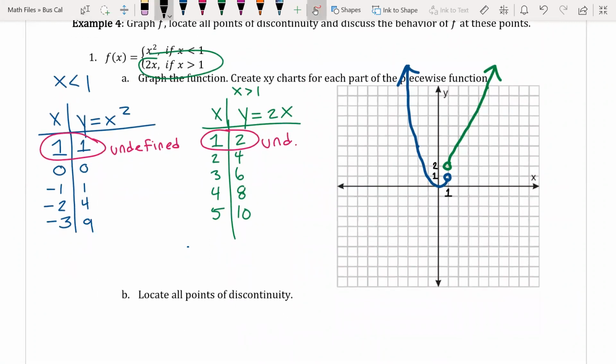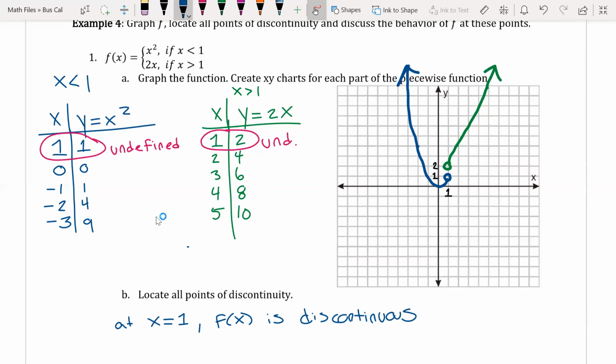Okay, now, based on our graph, let's go to B. And where does it look like we have a point of discontinuity? Basically, at what X value is there a break in the graph? 1. Good. At X equals 1, f of X is discontinuous. But let's go ahead and prove why it's discontinuous.